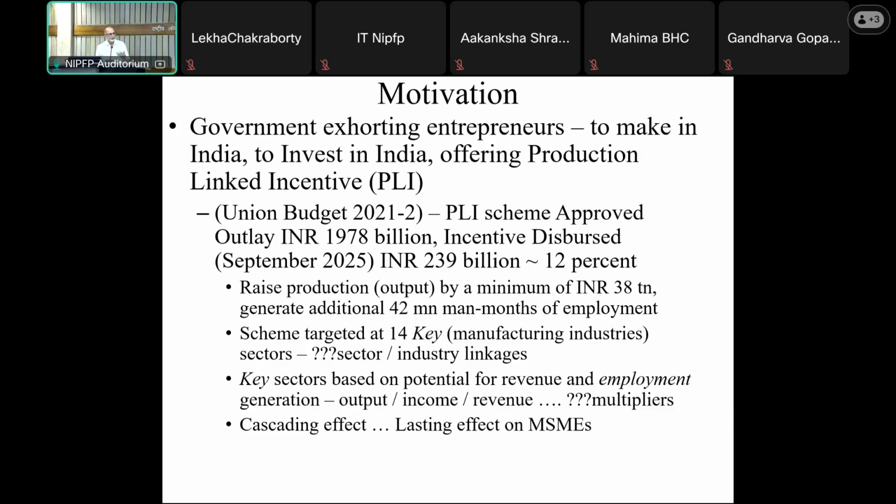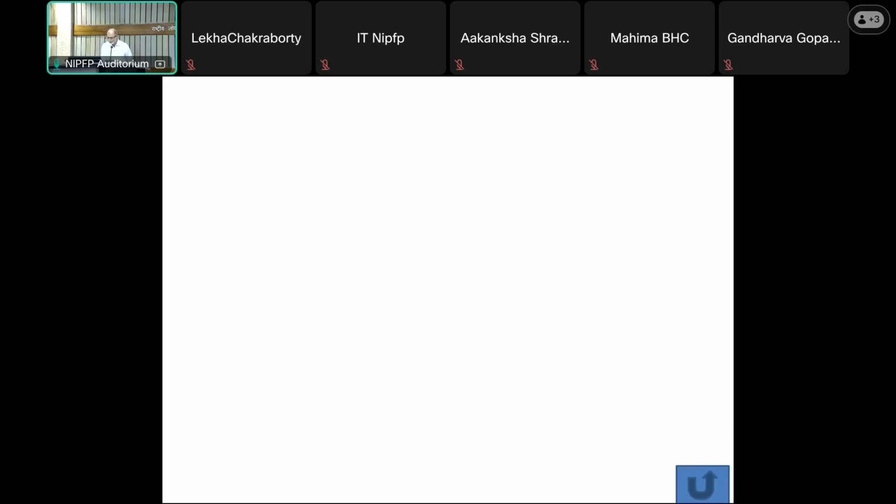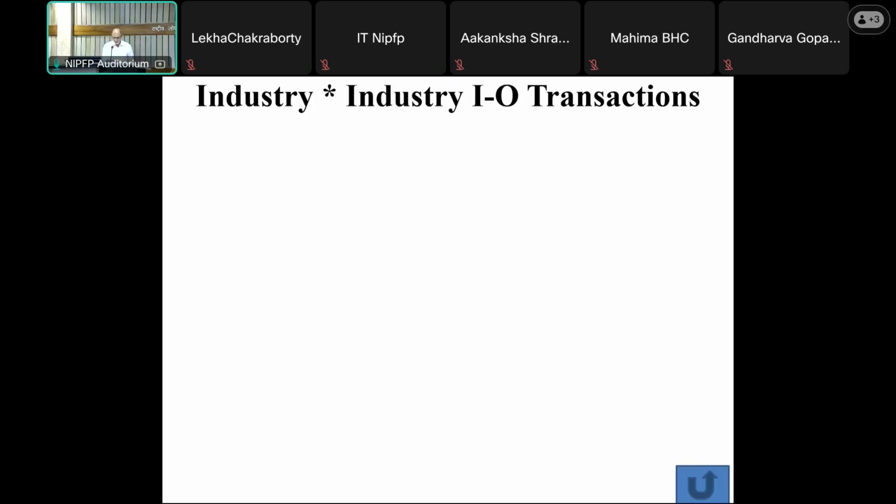And when I tried to dig for some background work which would have been done to identify these key industries or to suggest on multiplier effects, I didn't find any. So I thought I might as well try to use what is available in literature to actually try and identify the key sectors for the Indian economy and to actually assess some multipliers from there. So what I do is I use an industry by industry input-output transactions table.